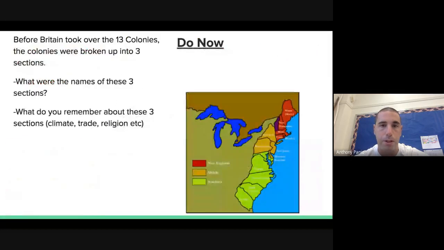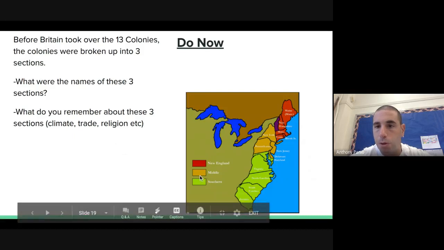All right, so the do now is this. Before Britain took over the 13 colonies, before the colonies were broken up into 3 sections, what were the names of these 3 sections, and what do you remember about these 3 sections? Like, what was the climate like? What was religion? What are just some things that you remember? This could be from your geography notes. This could be from last year, whatever you want.